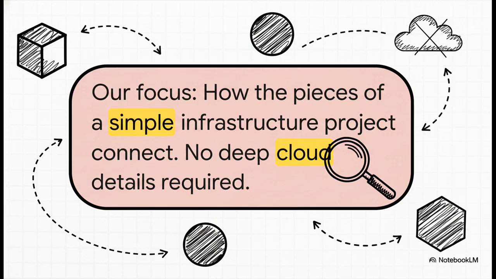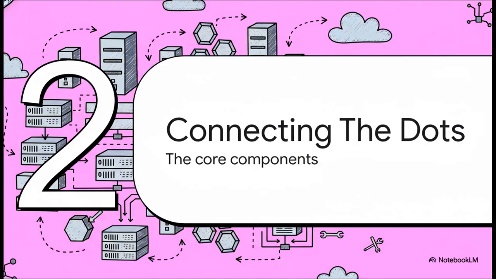We're just going to focus on how the pieces of this blueprint connect to each other. We're not going to get lost in the weeds of specific AWS or Google Cloud details. You don't need to be a cloud expert for this. Today is all about learning the logic, the actual language of the blueprint. All right, so what are these dots we're connecting? Let's take a quick tour of the 5 key building blocks you're going to find in pretty much every single Terraform blueprint out there. These are the absolute fundamentals that make the whole thing work.